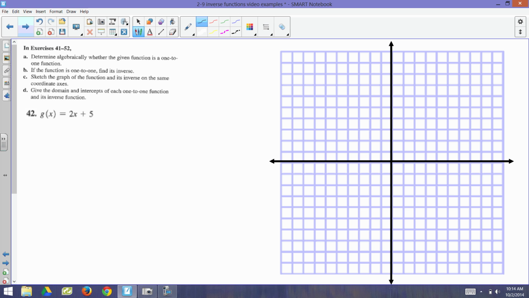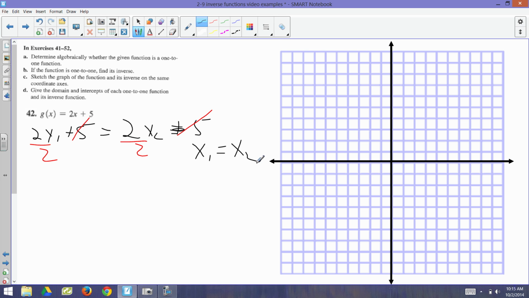Determine algebraically whether the given function is 1-to-1. If it is 1-to-1, find its inverse, sketch the graph, give the domain and the intercepts for each 1-to-1 function and its inverse. So, what you do is you set 2x sub 1 plus 5 equals 2x sub 2 plus 5. Subtract 5 from each side. So I have 2x sub 1 is equal to 2x sub 2. Divide by 2. And I get x sub 1 is equal to x sub 2.